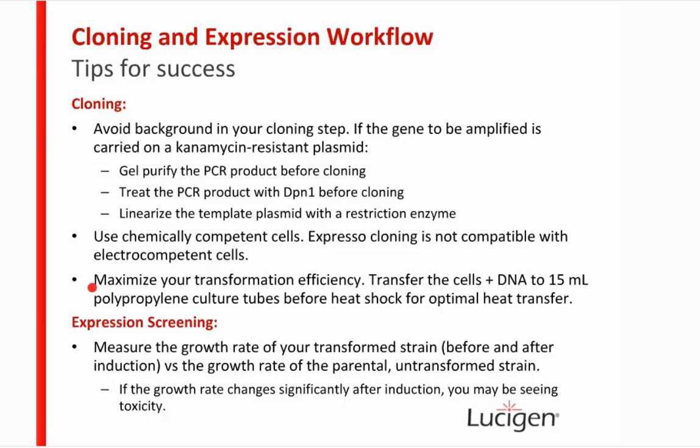For the expression screening part of the protocol, we'd recommend measuring the growth rate of your transformed strain before and after induction, especially if you're trying to optimize or if you're seeing some cell death or any toxicity. And you want to probably measure it against the growth rate of the parental untransformed strain. And if the growth rate changes significantly after induction, you may be starting to see some toxicity. And if you do see that, we would recommend trying a gradient of Rhamnose concentrations. That's one thing you can do.